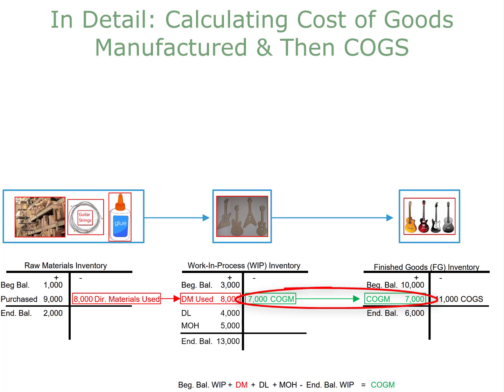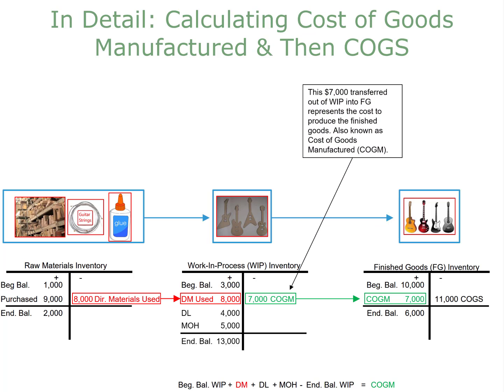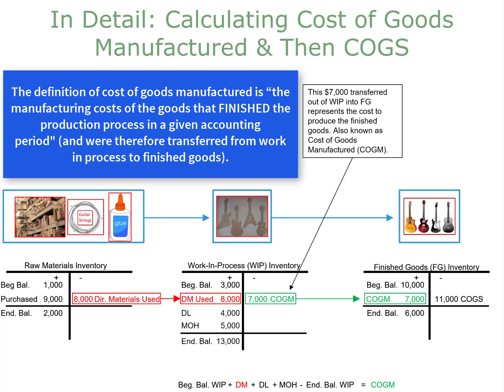The official name of these $7,000 of direct materials, direct labor, and manufacturing overhead that went into making the guitars is called cost of goods manufactured. Notice it's past tense, manufactured. So the definition of cost of goods manufactured is the manufacturing costs of the goods that finished the production process in a given accounting period and were therefore transferred from work in process to finished goods.